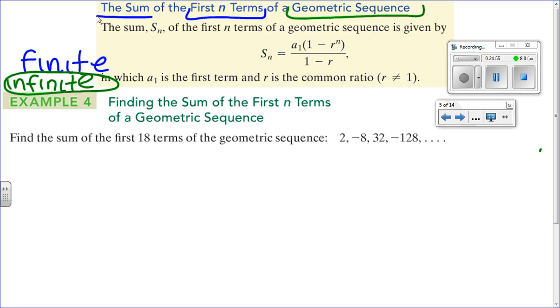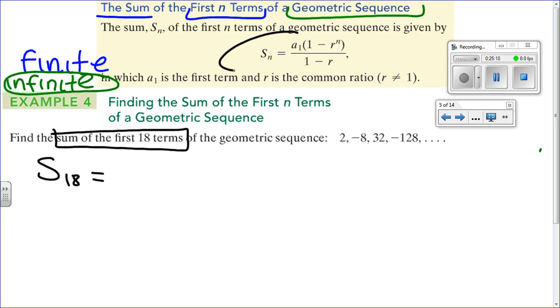So we're going to focus right now on the finite sequence. In this case, we want to add the first 18 terms of a geometric sequence. To add the first 18, we're going to use this formula here, so let me just write it again.